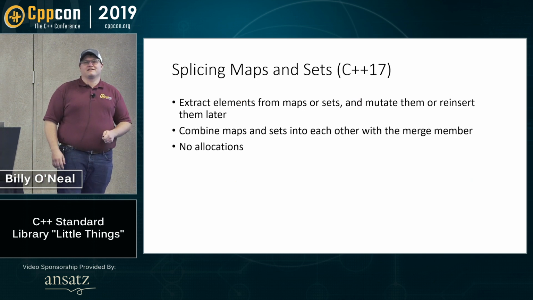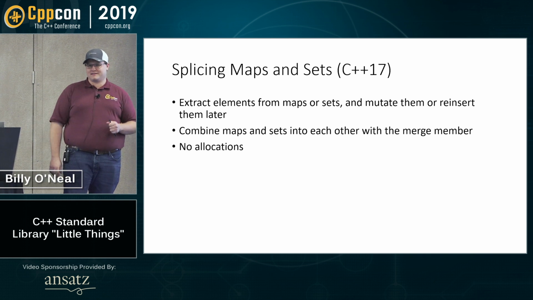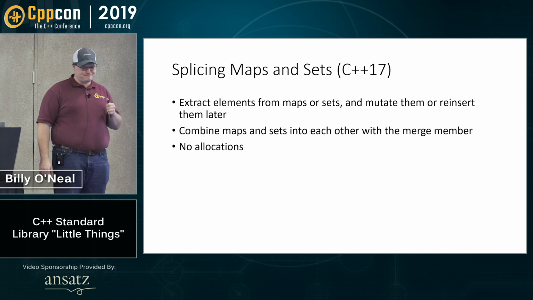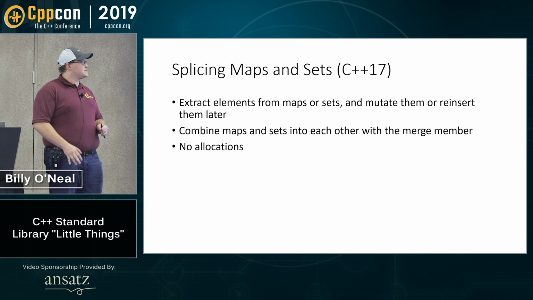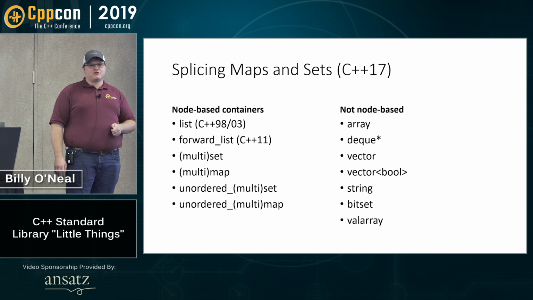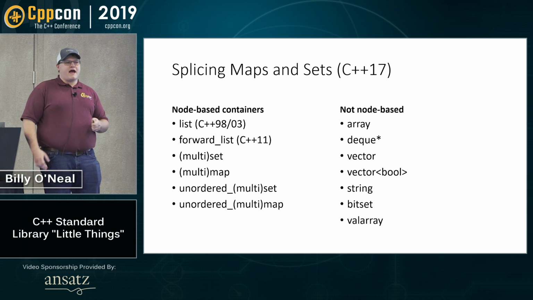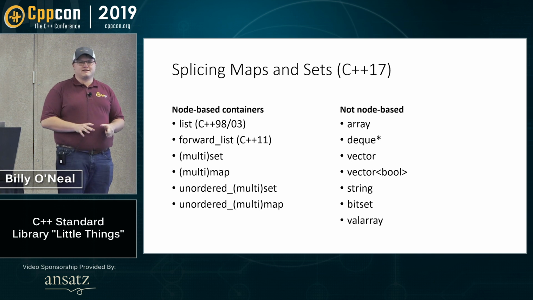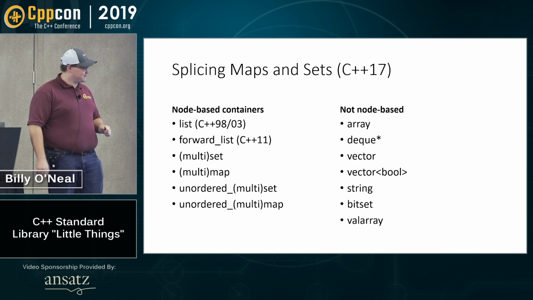All right. Okay, so splicing maps and sets. This is the feature that convinced me to write this talk in the first place, because it's not a small feature, but it's a feature that I didn't see anybody talking about. So the standard library containers are broadly divided into node-based and not node-based forms. Node-based containers like list and forward list and the associative containers allocate each element in the container in their own individual memory blocks. And deque might do that sometimes if T is really big or something.